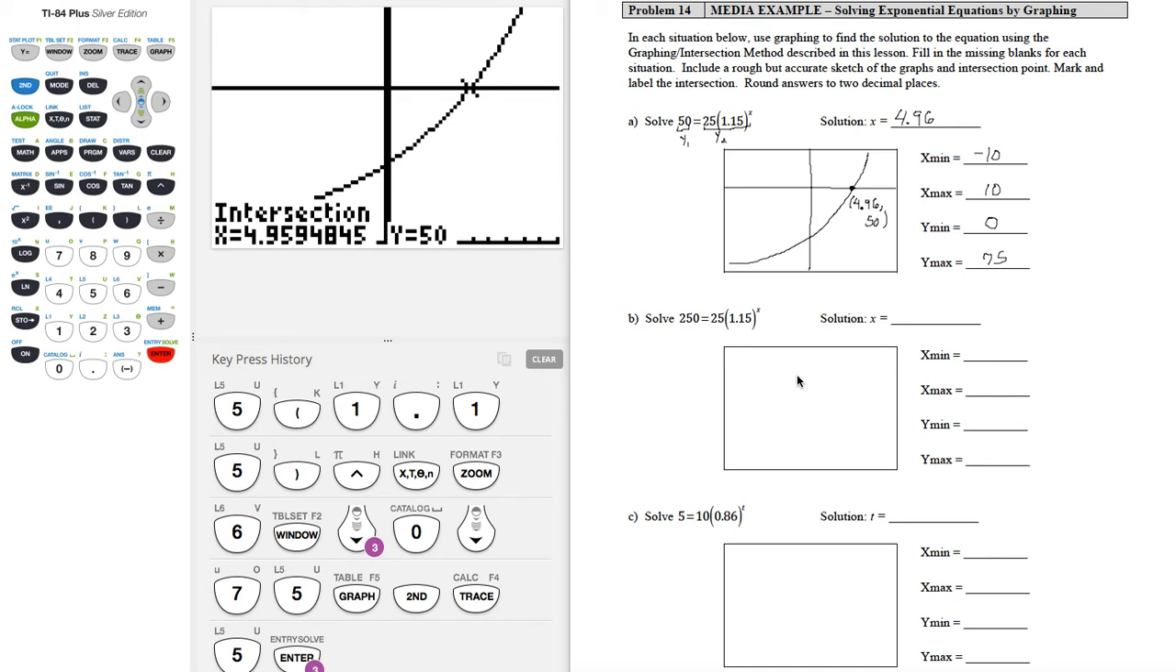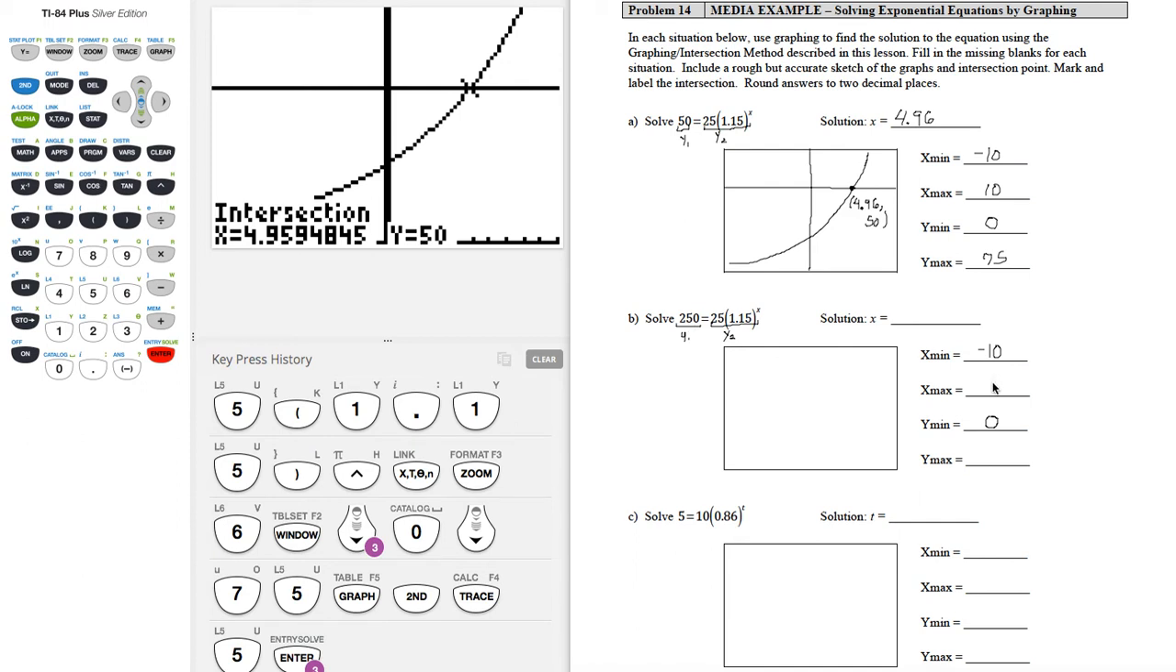Let's try part B. Now we're going to solve 250 equals 25 times 1.15 to the x. So what's happening here is that this part is the same for y2, but y1 just got a lot bigger. So I'm going to say that certainly my y min value is going to still be 0. My x min, I'm going to leave it at negative 10. I'm going to make x max bigger, because if y max is bigger, then chances are x max is going to need to be bigger.